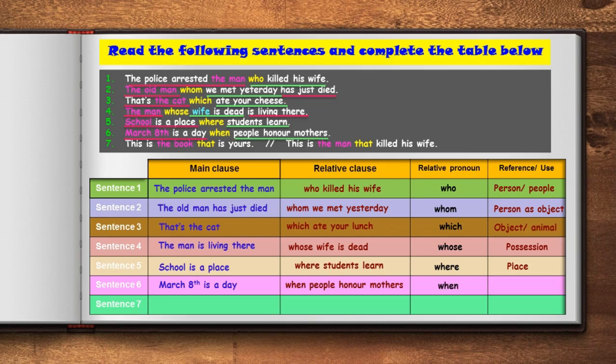So what is the reference or use of when? We use it when we talk about time. Very good. Let's go to number 7. Number 7, we have: this is the book that is yours. This is the man that killed his wife.